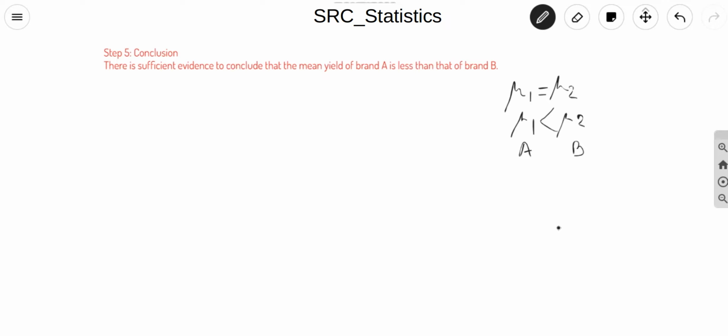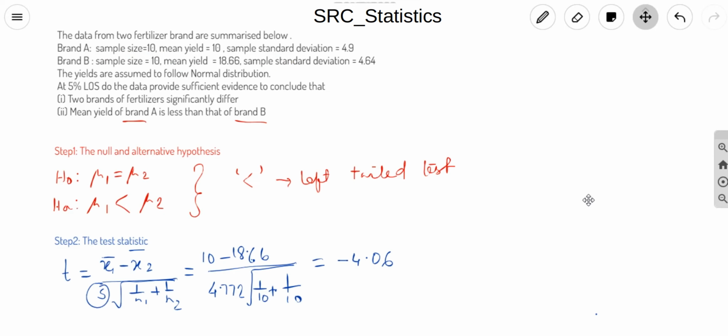Okay. So we are done. Now we will do the same problem with the help of the p-value method. In the p-value method, the first two steps are the same. That is, we formulate the null and alternative hypothesis, and we find the value of the test statistic. Now we go to step 3, that is calculation of p-value.